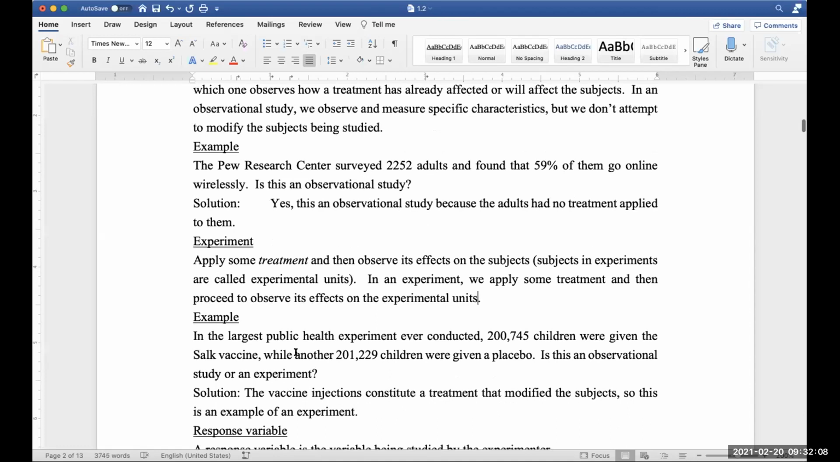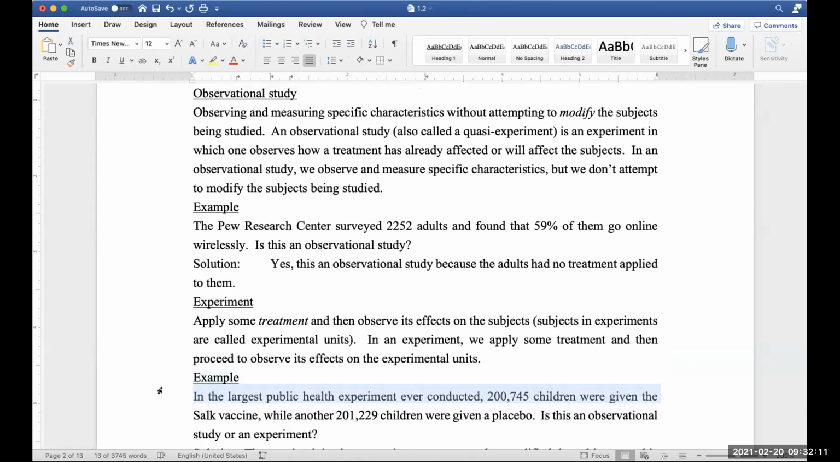Okay, so let's do another example. In the largest public health experiment ever conducted, and this is actually a true statement, it was even going to be larger, 200,745 children were given the Salk vaccine. So the Salk vaccine was a vaccine against polio. So polio was a, well, still is, let's see.